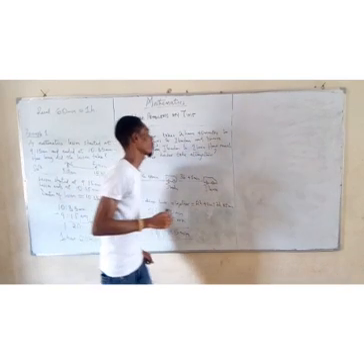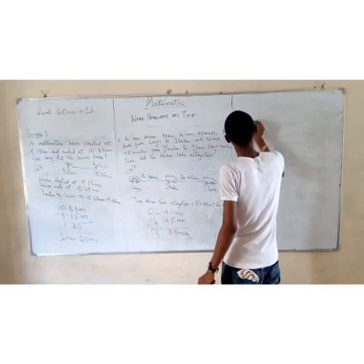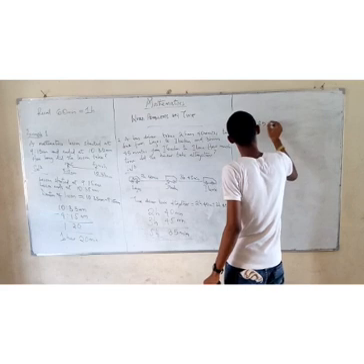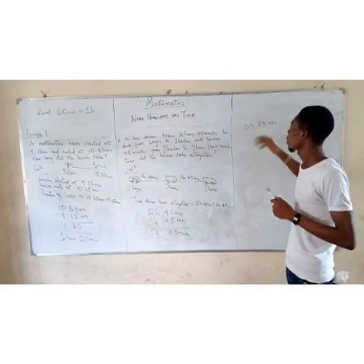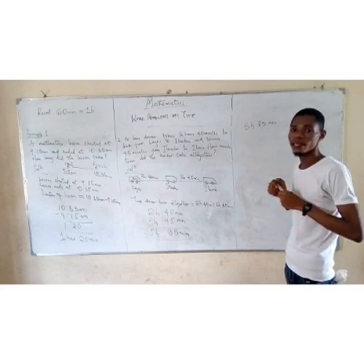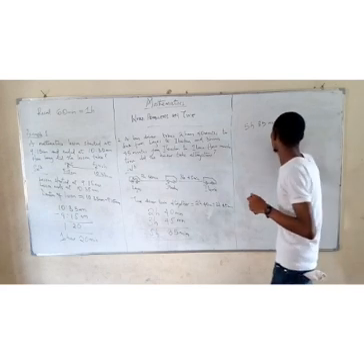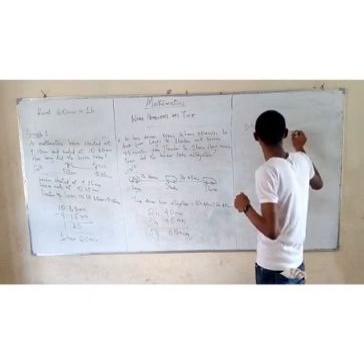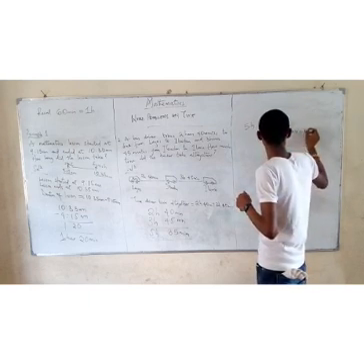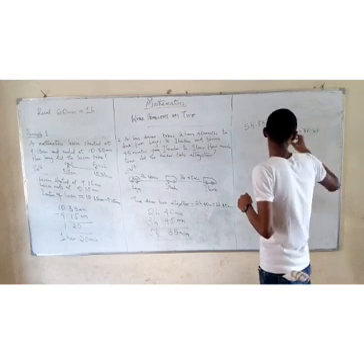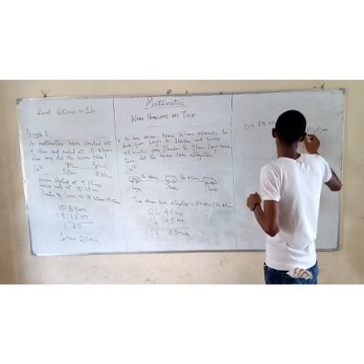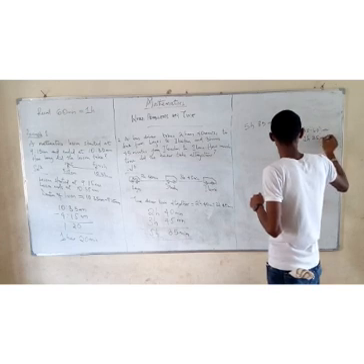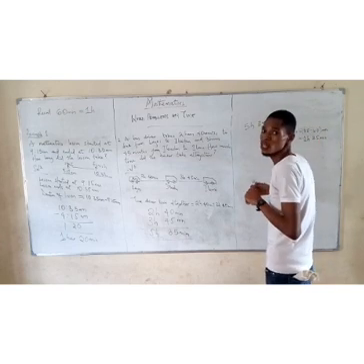So we have 5 hours 85 minutes. Mind you, we can't leave 85 minutes as 85 minutes. So let's convert it to hour and see what we're going to get. So 85 minutes is equal to 85 minus 60, which is equal to 1 hour 25 minutes.